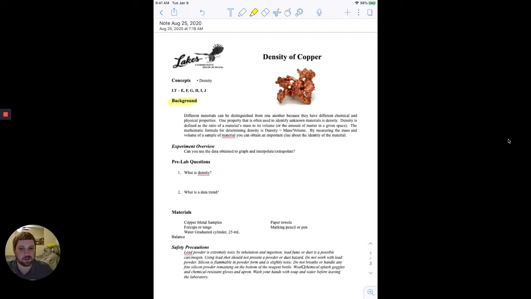What is density? Well, as I was saying, if we read through the background, we can see right here that density is defined as the ratio of a material's mass to its volume. That's a little bit wordy. Another way we can think of density is compactness. So, how tight are those particles held to one another? If it's really tight, we would consider it dense. If not, we would not consider it dense.